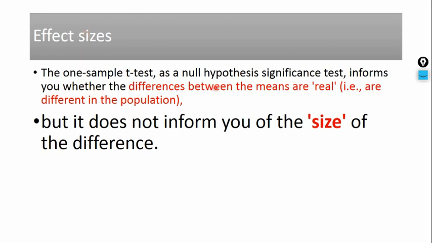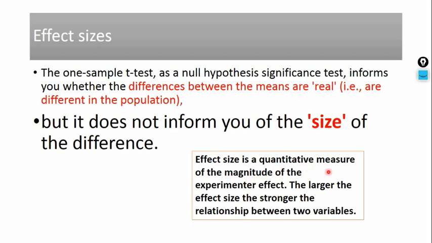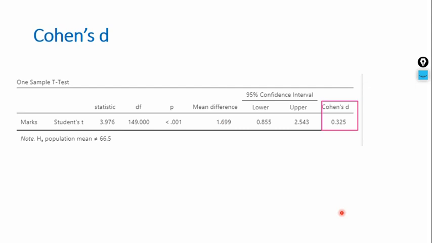The one sample t-test, as a null hypothesis significance test, informs you whether the difference between means is real, that is, different in the population, but it does not inform you of the size of the difference. How much? Small difference, large difference, medium difference? If we would like to know the size of the difference, effect size is a quantitative measure of the magnitude of the experimental effect. The larger the effect size, the stronger the relationship between two variables. Cohen D tells us about the magnitude or size of the difference.